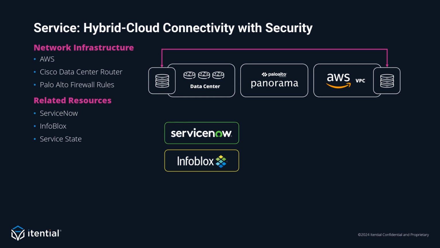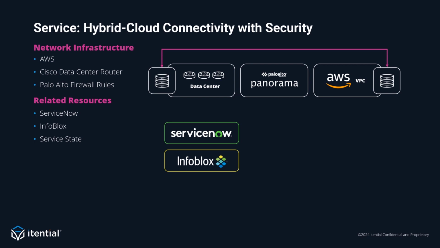So in this particular scenario, think about hybrid cloud connectivity. We want to connect a server in a data center and a server in AWS cloud. And then so there's two aspects of the infrastructure there. And then somewhere in the middle, could be virtual, could be physical, Palo Alto firewalls, leveraged through Panorama.